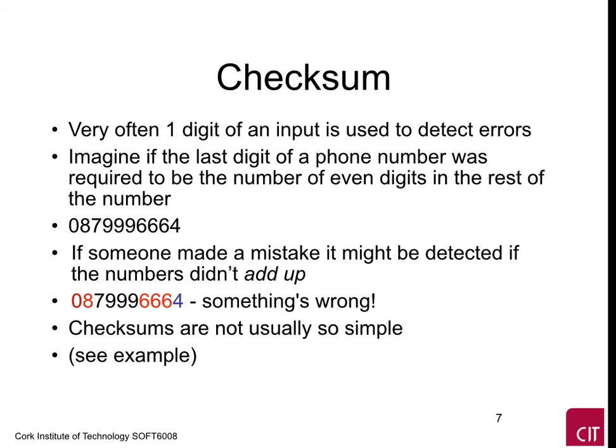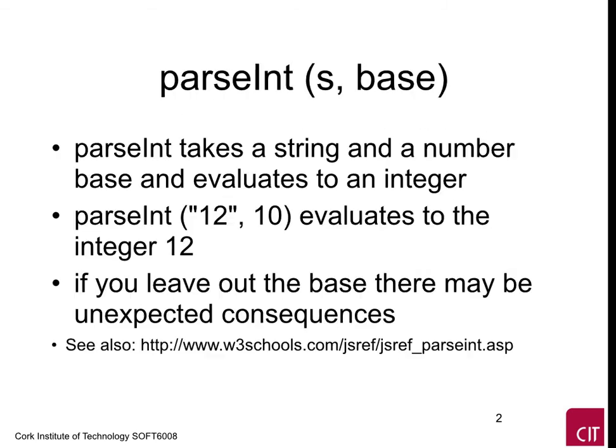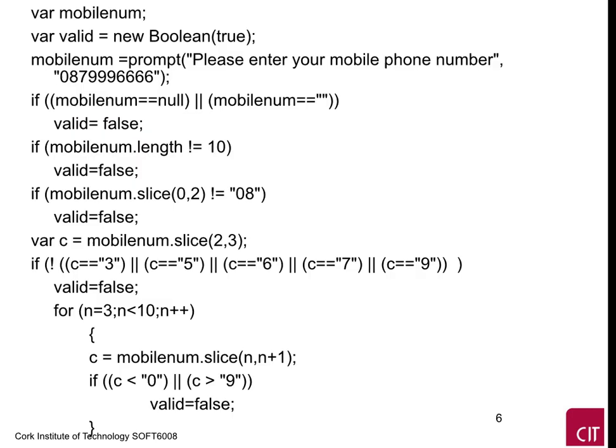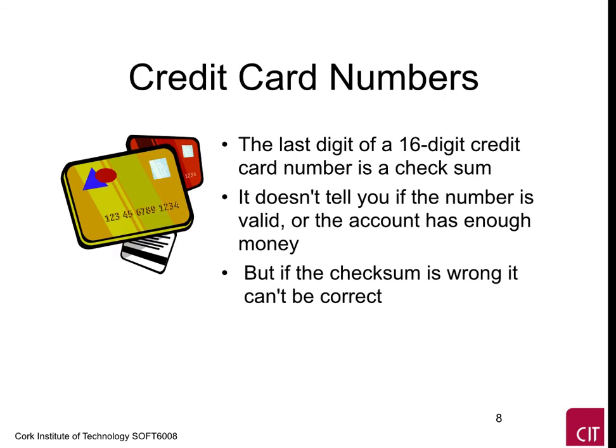And so that's what a checksum is. It's a number, typically at the end of an input string, that is calculated based on the rest of the input using some algorithm. And if it doesn't add up, if it doesn't match up, then something is wrong. The most famous one, which we'll see next class, is the one for credit cards. So the last digit of a credit card is actually a check digit, a checksum.